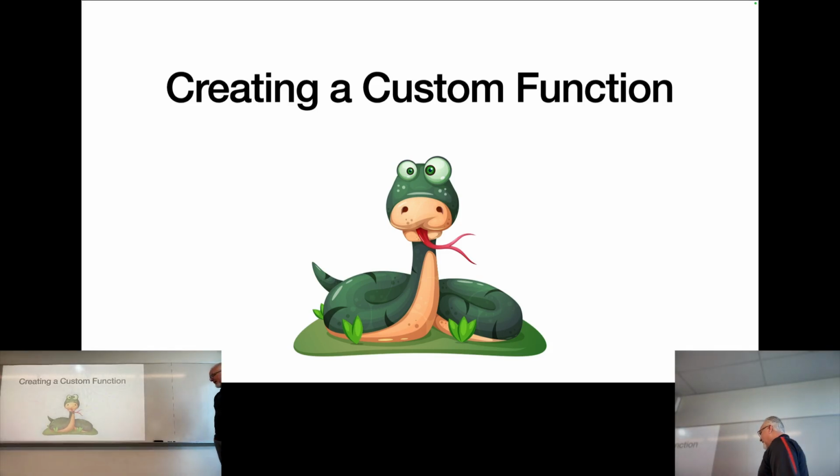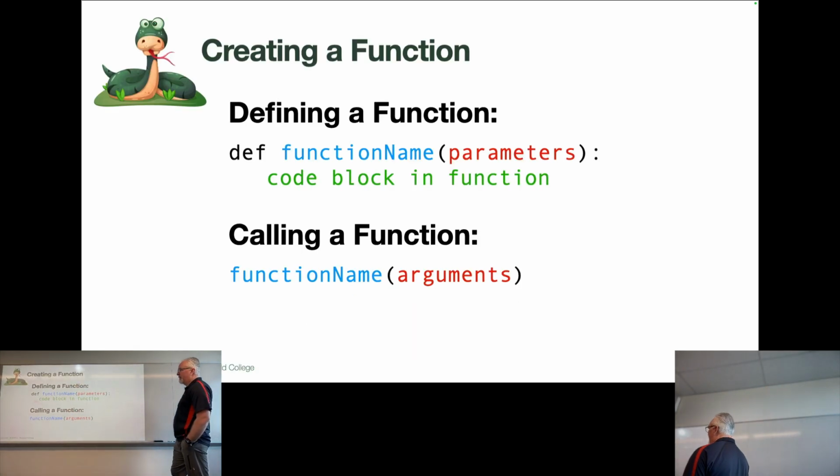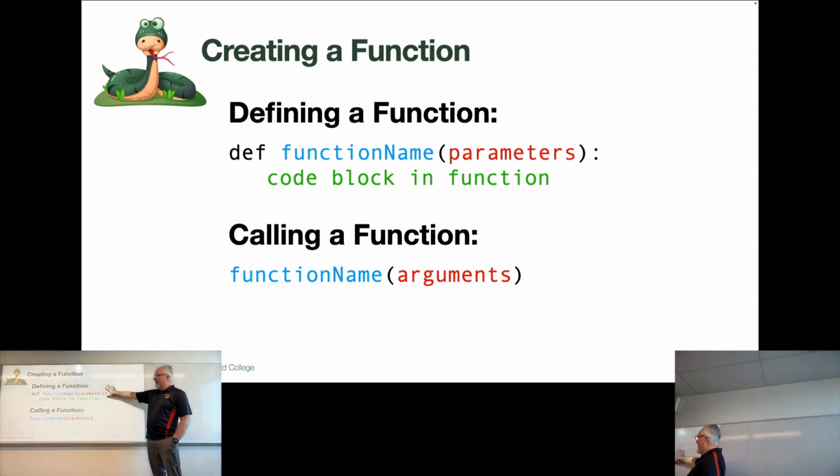So when we want to create a custom function, there are a few steps that we need to go through and a few conventions that we adhere to, but it's not that complicated. And it follows a pattern that we've already been using. So when we want to define a function, this is where we create the function, or we tell Python what the function does.